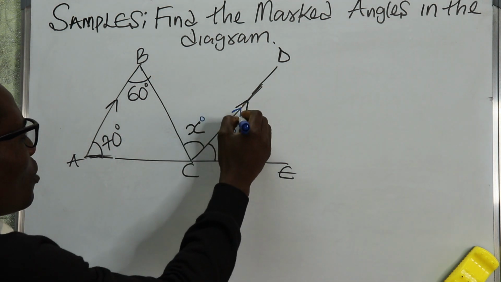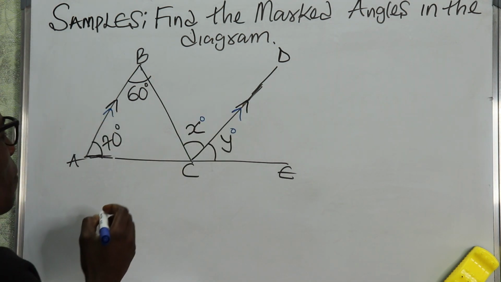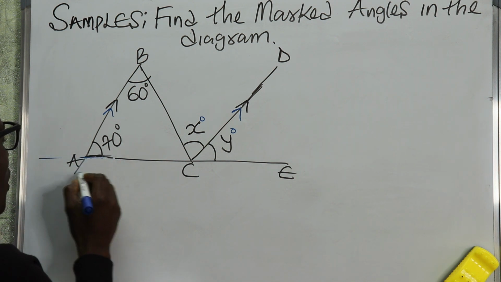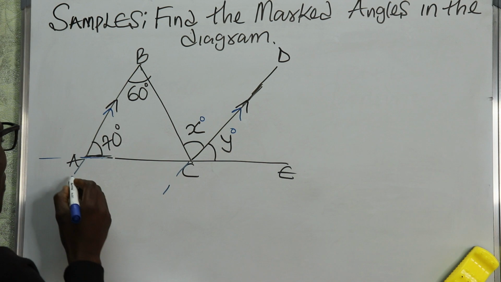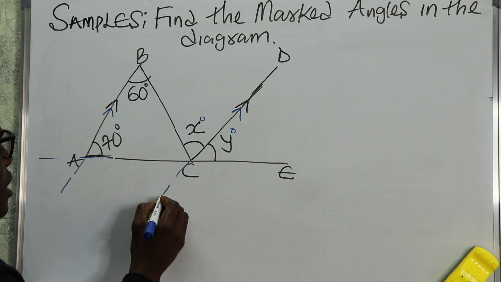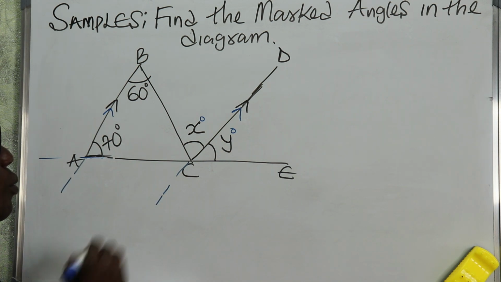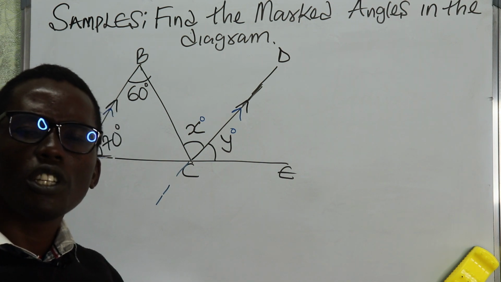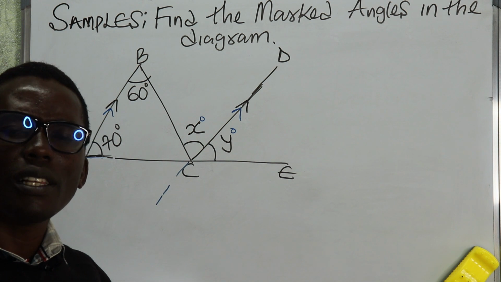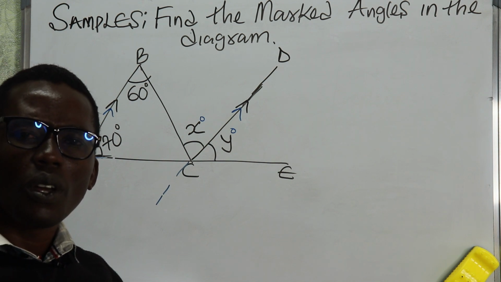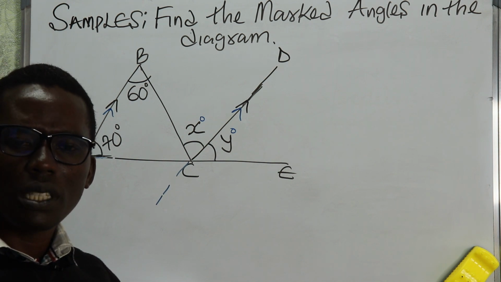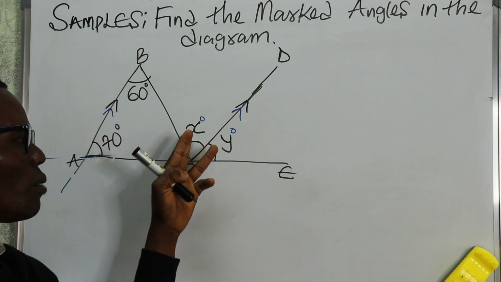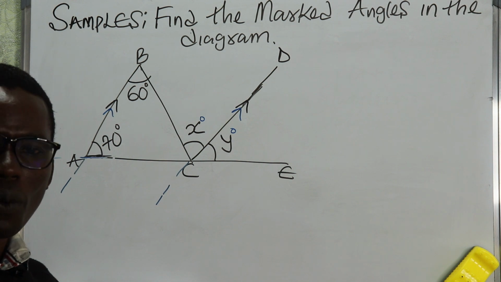If these lines are parallel to each other, then this is a transversal line that cuts these two parallel lines. These are parallel lines, and these are the two transversal lines. So from here we can either get alternate angles, or corresponding angles, or interior opposite angles, or vertically opposite angles. Which of them we can get here will tell what the value of X or Y will be.